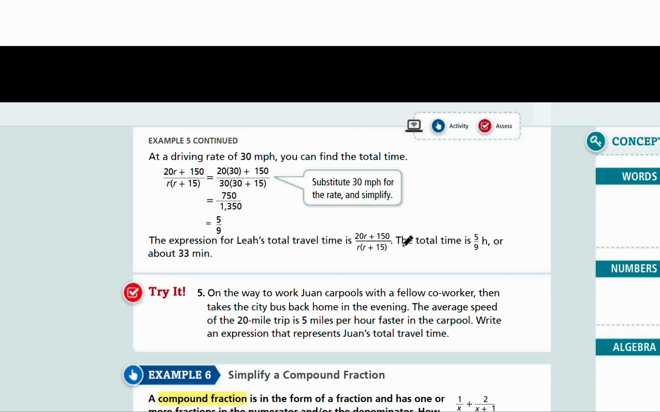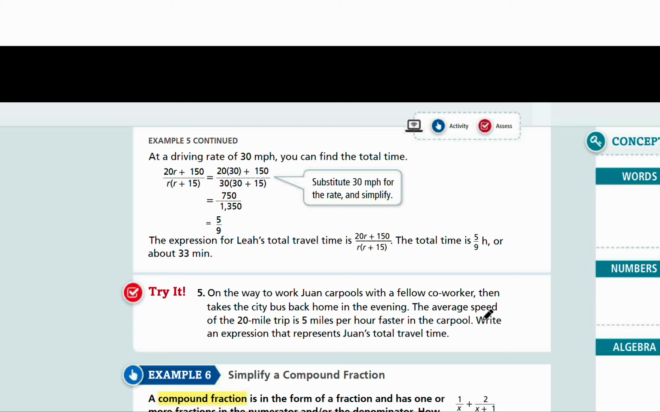Let's look at try number 5. On the way to work, Juan carpools with a fellow coworker, then takes the city bus back home in the evening. So it's a very similar situation. The average speed of the 20-mile trip is 5 miles per hour faster in the carpool. Write an expression that represents Juan's total travel time. So write the expression just like we did. You don't have to solve this and simplify, okay?